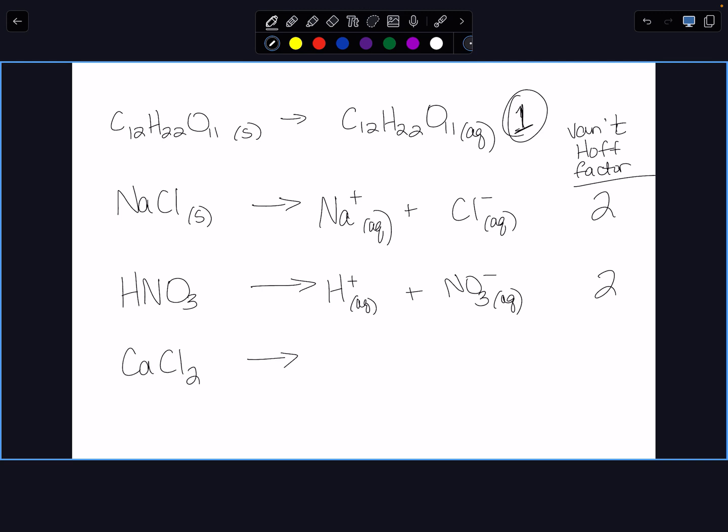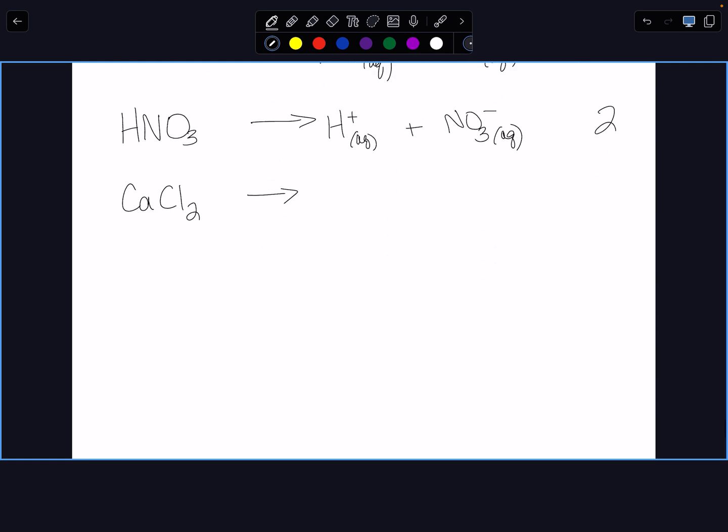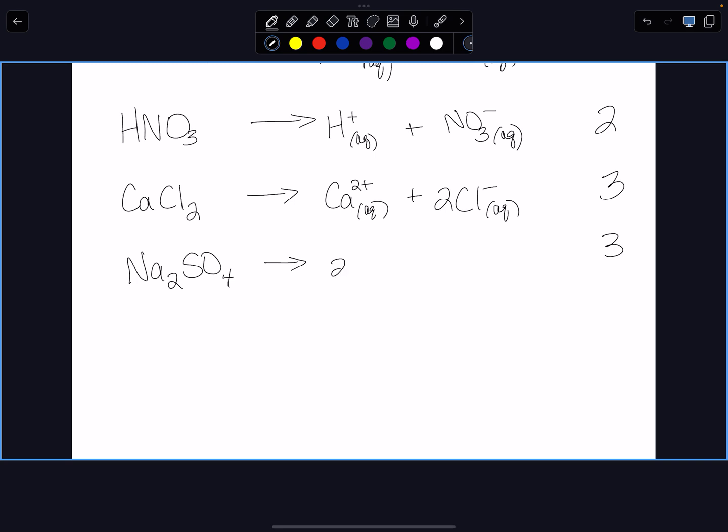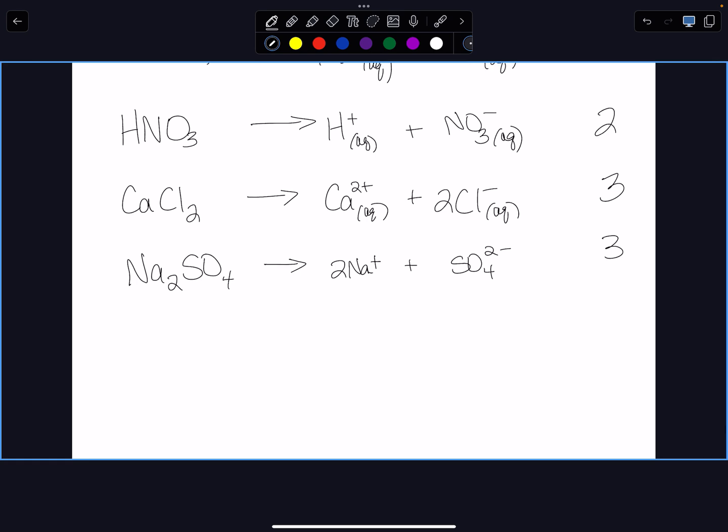What would the Van't Hoff factor be for calcium chloride? 3. Calcium ion and 2 chloride ions. Agreed? Because you got to balance it. There's 2 chlorides there. Van't Hoff of 3. Okay? Sodium sulfate, what's its Van't Hoff factor? 3. Because it's 2 sodium ions and a sulfate ion. That's aqueous. I'm just not writing aqueous every time.